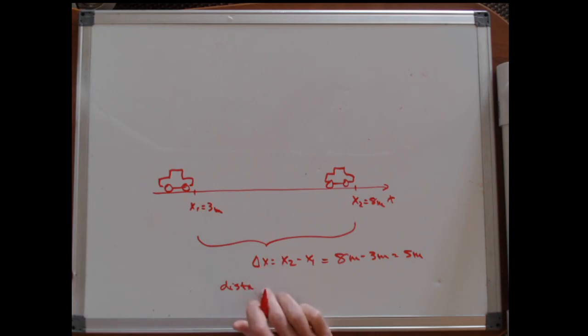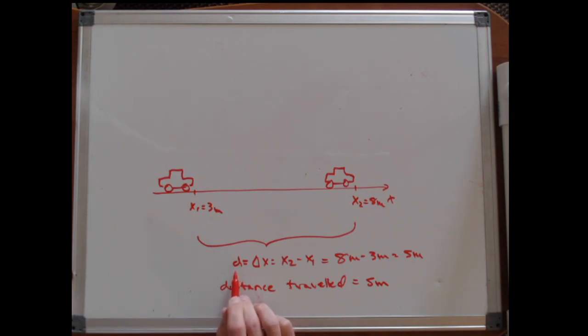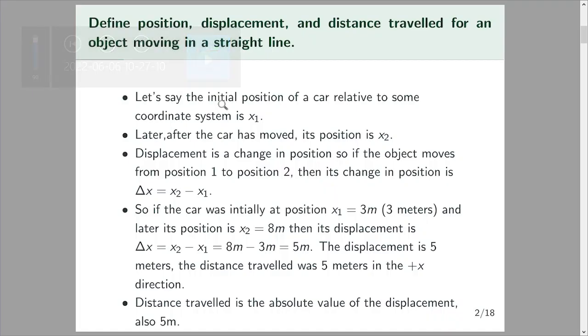let me see if I can spell that word right. There's 2 L's there. It's 5 meters. It's just the absolute value of the change in position. I know displacement and distance start with the same letter, but sometimes we'll call the change in position d, the distance traveled. Okay, and so let's go to the next slide here.